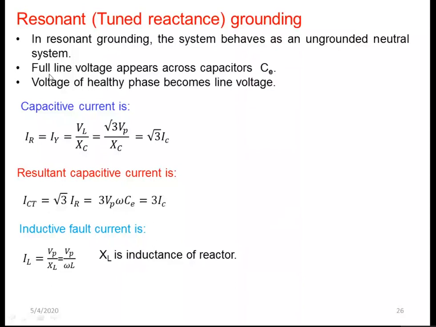So in this case, full line voltage will appear across the phase capacitance, and the voltage of the healthy phase becomes the line voltage. If you remember, this is the case for the ungrounded system, because when we have resonance grounding, the system becomes very similar to ungrounded. So for this case, the voltage of the healthy phase becomes the line voltage.